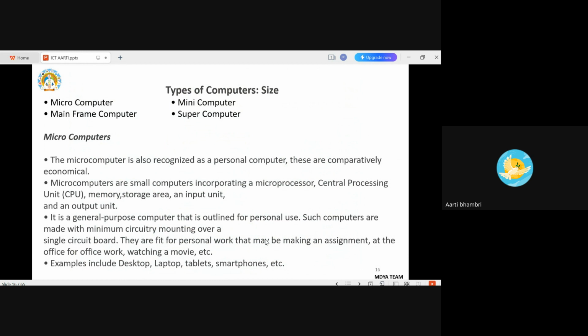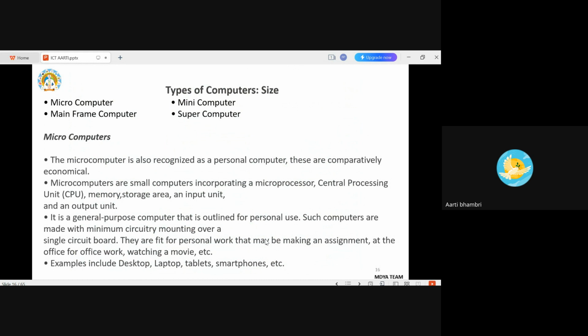for personal use. Such computers are made with minimum circuitry mounted over a single circuit board. There is a motherboard, also called MOBO. We will discuss the motherboard later. It's a single circuit board. All RAM, CPU, and all other peripheral devices that we connect, all circuits are connected on one single board. There is nothing else attached. All things are attached on the one board. That is called MOBO.